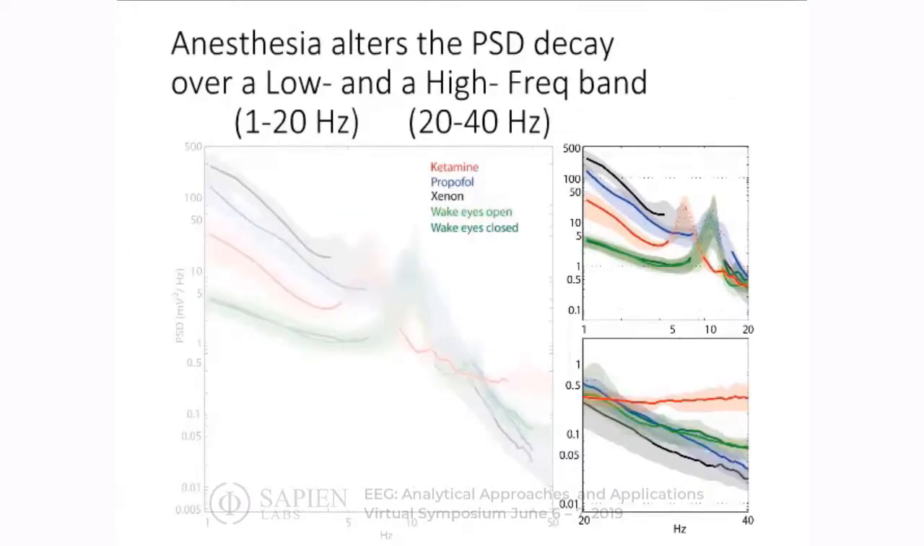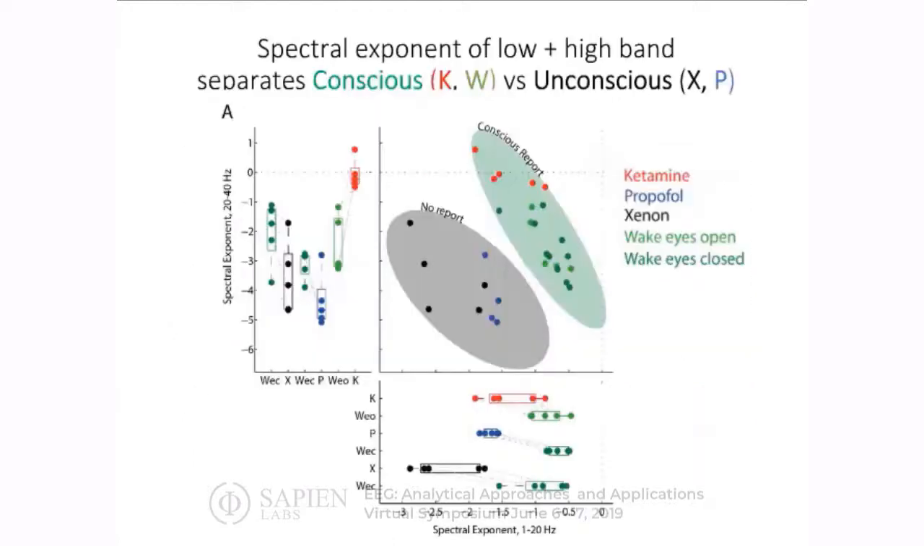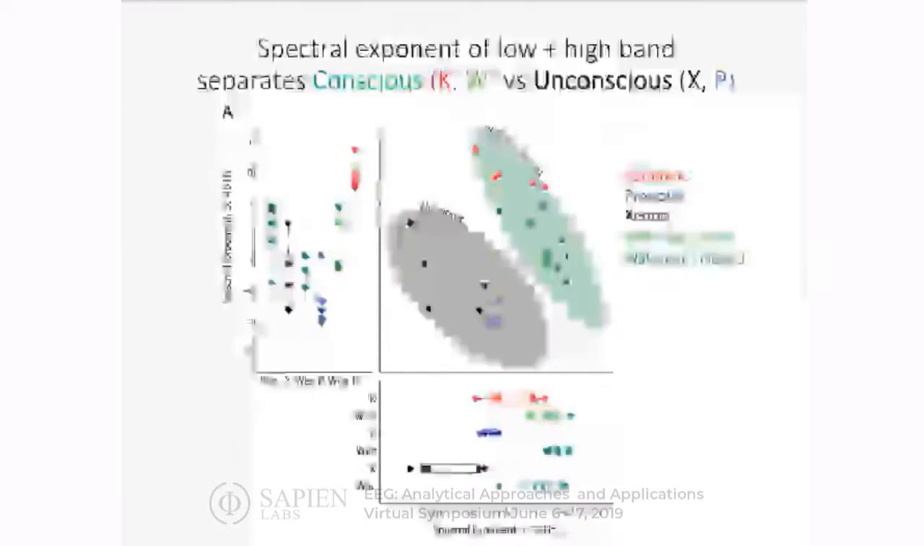We basically applied the same procedure to two different bands and observed a characteristic pattern that was different for ketamine. But basically, when we considered both features at the same time, we were able to discriminate even better conscious reports from no report, and we are also able to differentiate ketamine from wakefulness, mostly because of its nearly flat decay in the high frequencies, from 20 to 40 Hertz.